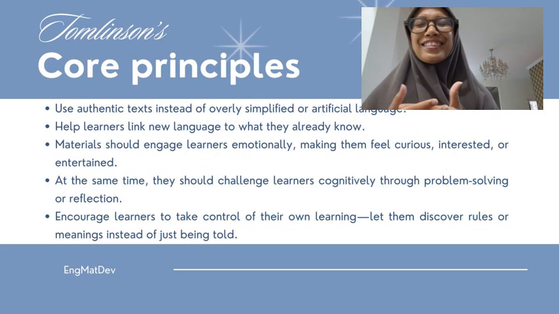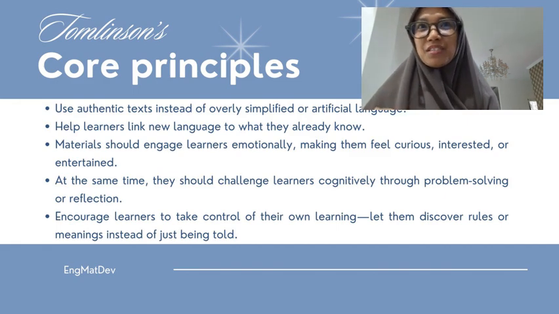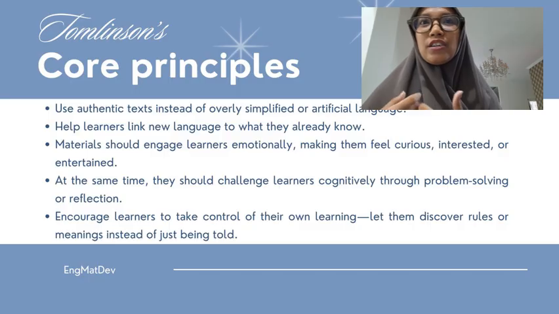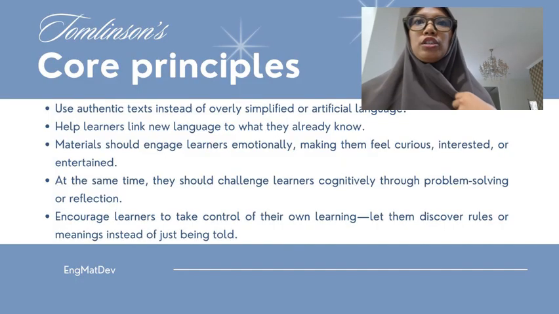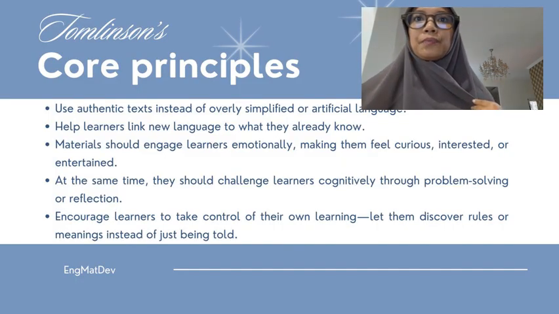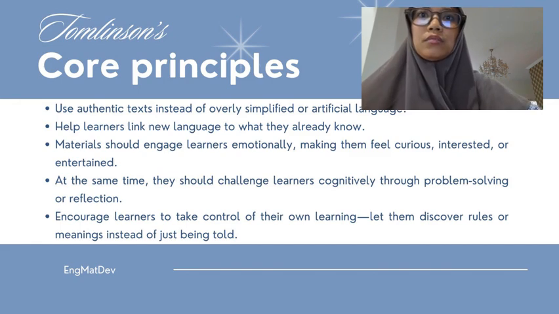Okay, in the next slide, we are going to talk about Tomlinson's core principles. Here are some of Tomlinson's main ideas. I believe there are 5 principles. The first one, use authentic text. The second one is connect new with old. Then emotional engagement, and then cognitive challenge and discovery learning.